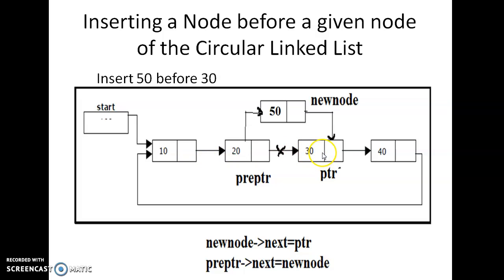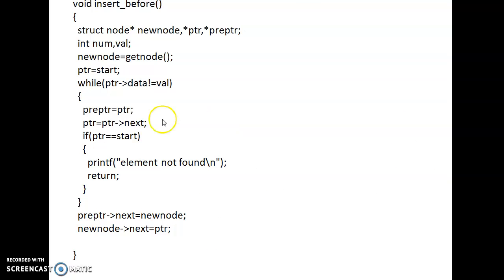Suppose someone has asked me to insert before 70. 70 is not present. That means I will check 30, we will check 40, and once again we will come here. Once we have traversed the complete list, that means the element is not present, and we are displaying that here. See here, if the PTR of data is not equivalent to value, pre-PTR equal to PTR, PTR equal to PTR of next. In the meantime, whenever the PTR becomes start, that means we have completely traversed the list, and the element is not found.